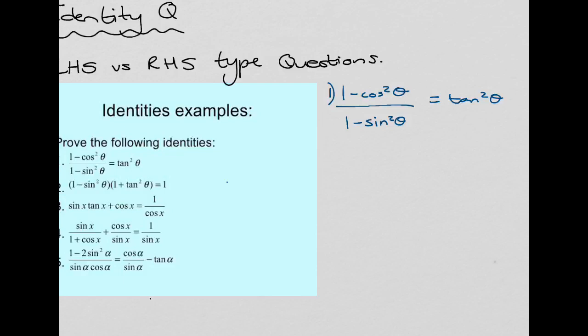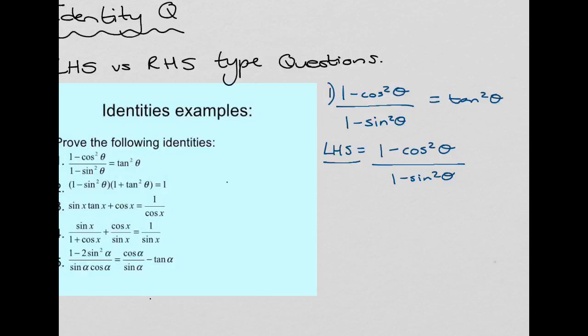Right, so for question 1, you've got to pick the side that is more complicated. Now I know it's tempting to start on the right-hand side because you see a tan squared theta, so you can make it sine over cos. But bear in mind that that's where you're going, sine squared over cos squared. Start with the more complicated side because that's where you're going to be getting the marks.